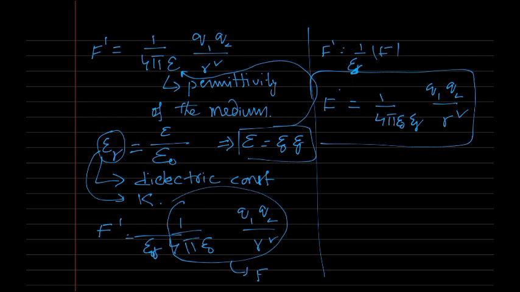Now, in this expression, how many variables am I getting? If you clearly identify, force is one variable, charge is one variable, I mean q1 and q2, let's say.